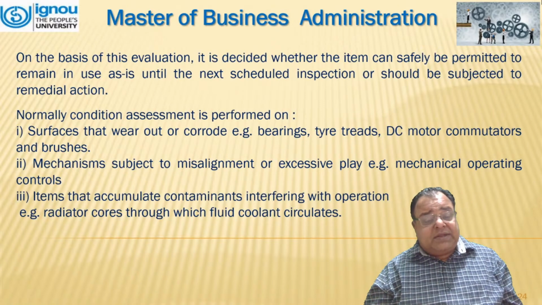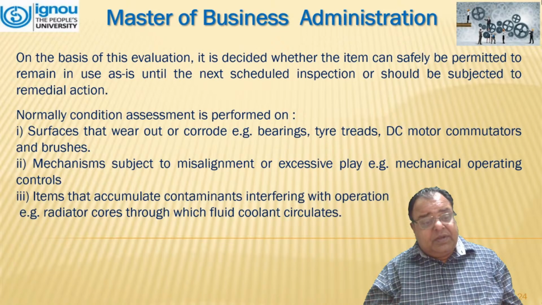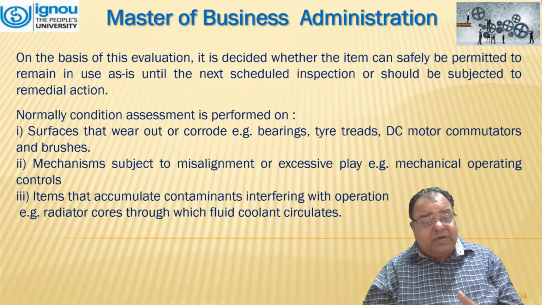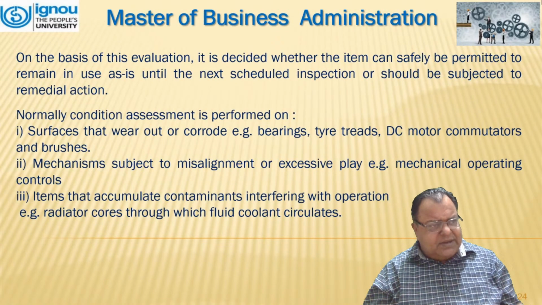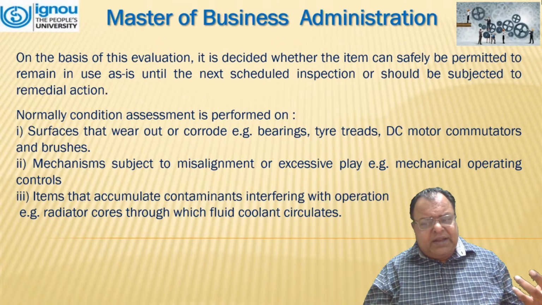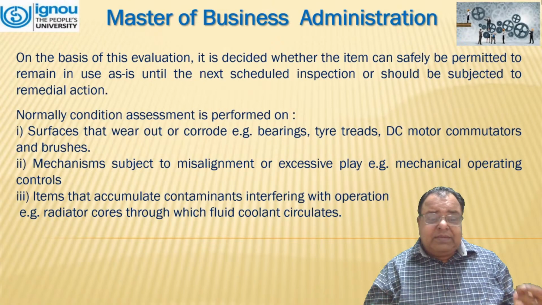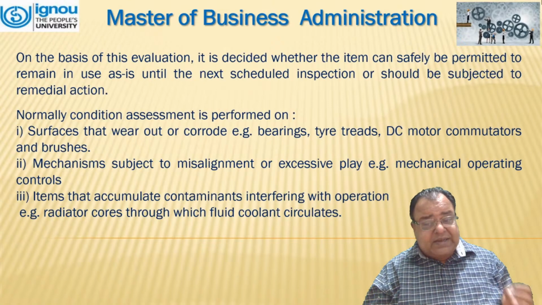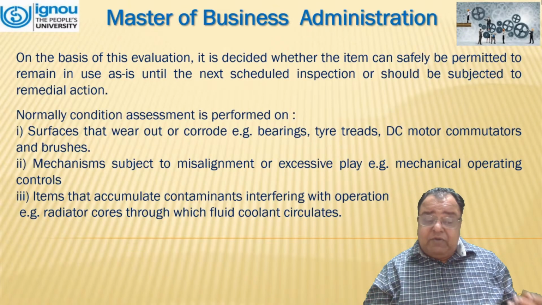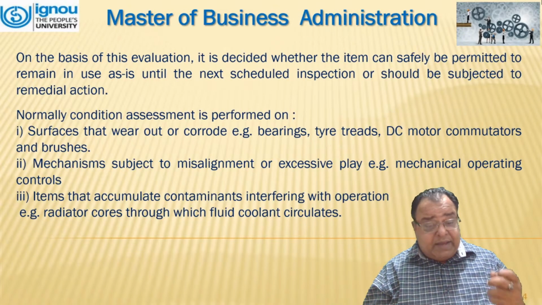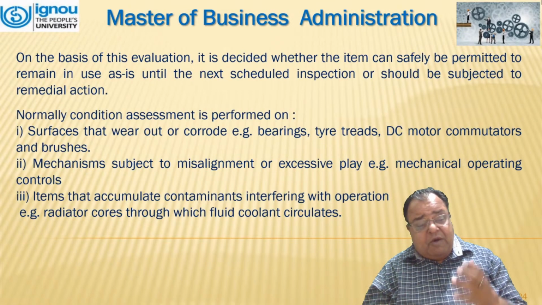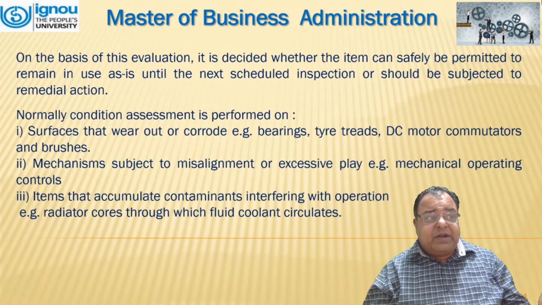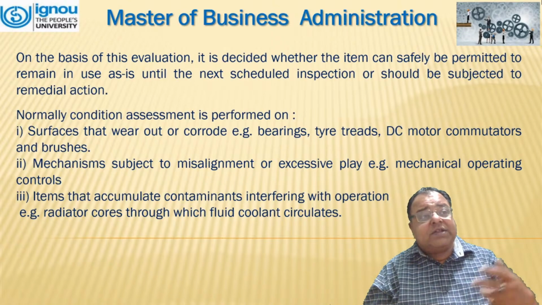Normally, condition assessment is performed on surfaces that wear out or corrode, that is, bearings, tire treads, DC motor commutators, and brushes. Mechanisms subject to misalignment or excessive play, that is, mechanical operating controls. Third one is items that accumulate contaminants interfering with operations. For example, radiator cores through which fluid coolant circulates.